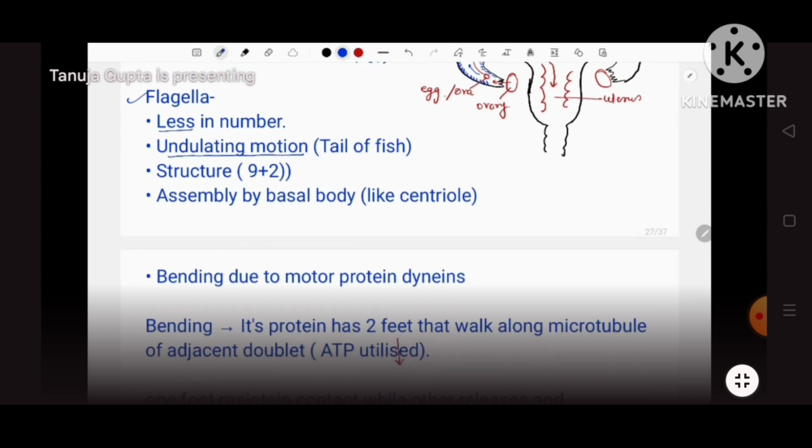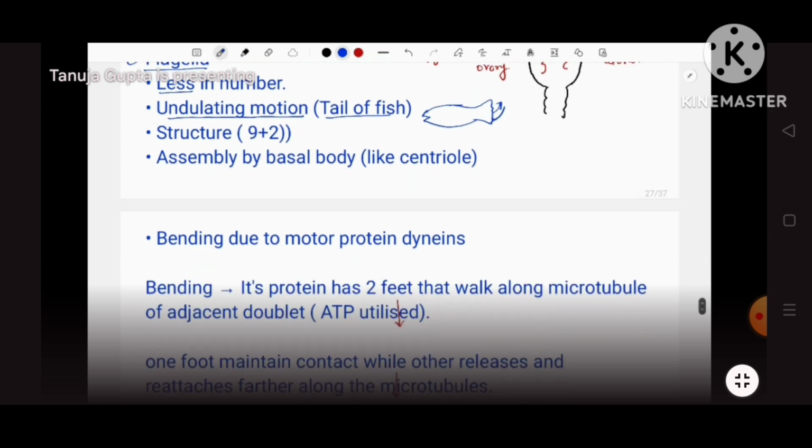Undulating motion. What does that mean? Think of the tail of a fish. How does a fish do the motion? In that direction, right, then again left, like this. That kind of motion is done by flagella. It's like swimming. In swimming also we do undulating motion. This kind of motion is done by the flagella.